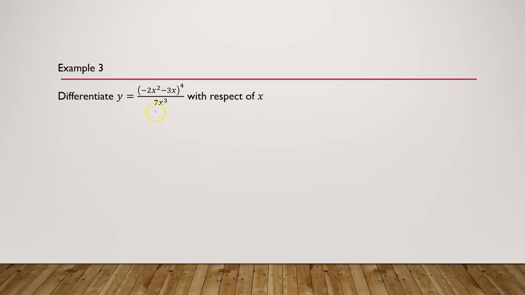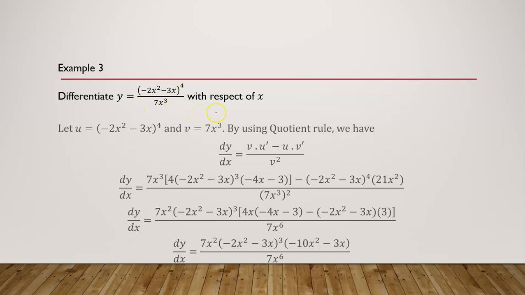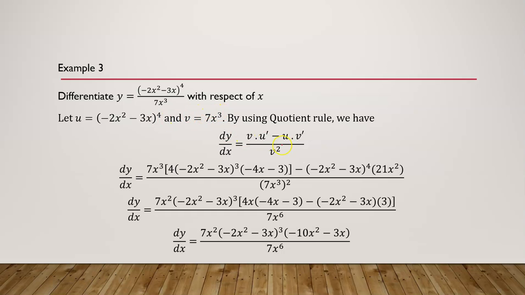So this is differentiate y equals to (negative 2x squared minus 3x) power 4 over 7x cubed with respect to x. Okay, so in this case we will use quotient rule. Okay, you have to memorize the formula, right? You can let v as this, (negative 2x squared minus 3x) power 4, or vice versa, either one you can use.